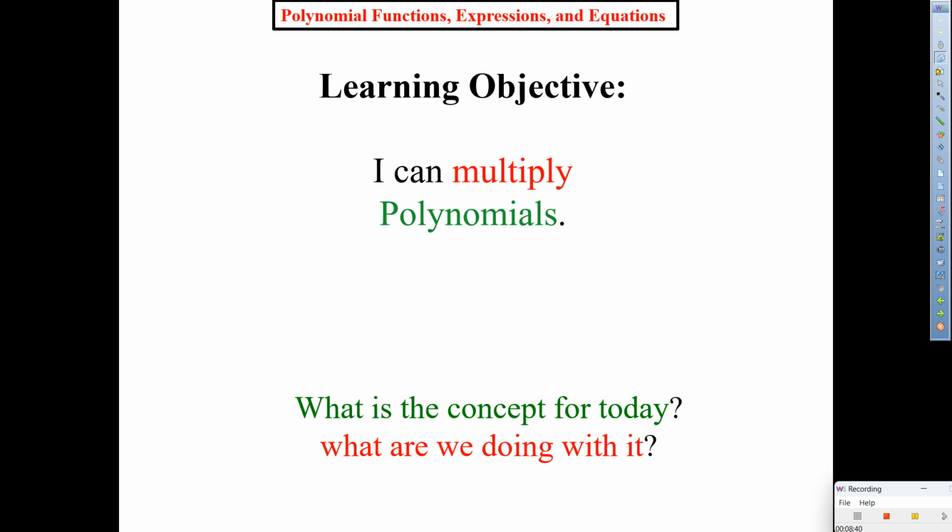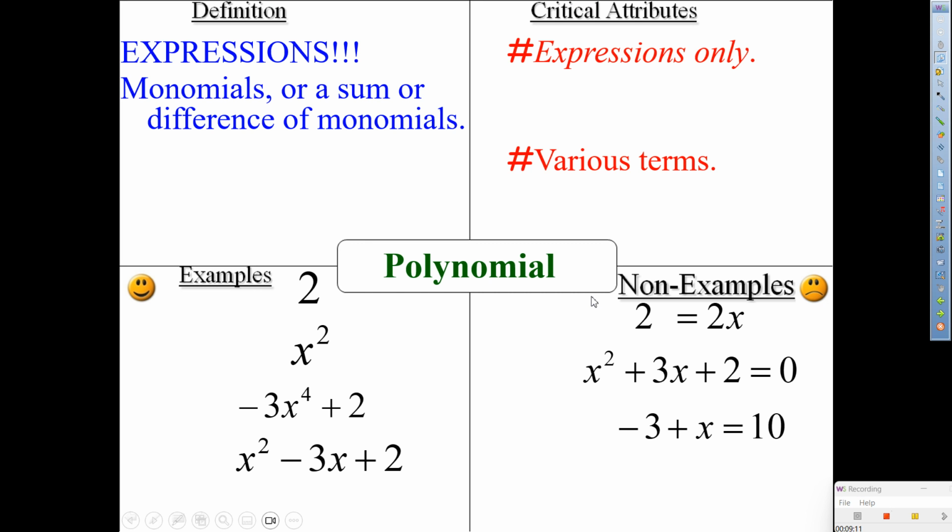Looks like Mario's got it. Very good, Mario. But we're going with someone. How about we go with Joseph? Polynomials, they are expressions. All right, we got that. Yes, so far so good.